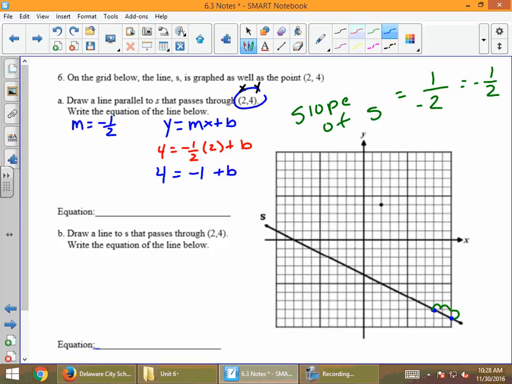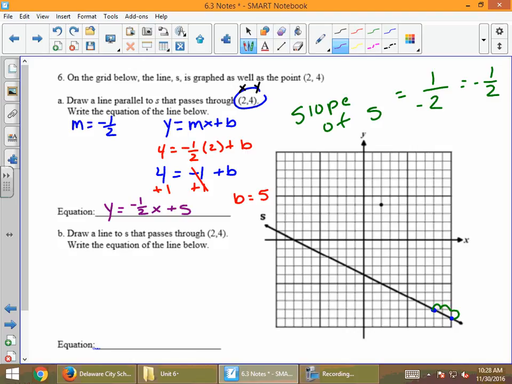Plus b. And to get b by itself, what do we have to do with the negative 1? Add 1. So b ends up equaling what? 5. So that's our b, here's our m. We're going to rewrite the equation of that line: y is equal to negative 1/2 x plus 5. Exactly like what you did on the last problem, you just had to count the slope of that line, and the steps are exactly the same.